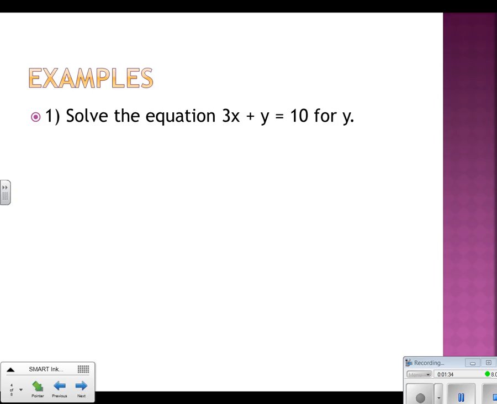Solve the equation 3x plus y equals 10 for y. So that means we want to get the y isolated in this equation. To do that, we would subtract 3x from both sides. So that's 0, and I'm left with y is the same as 10 minus 3x. So here we have our y isolated.